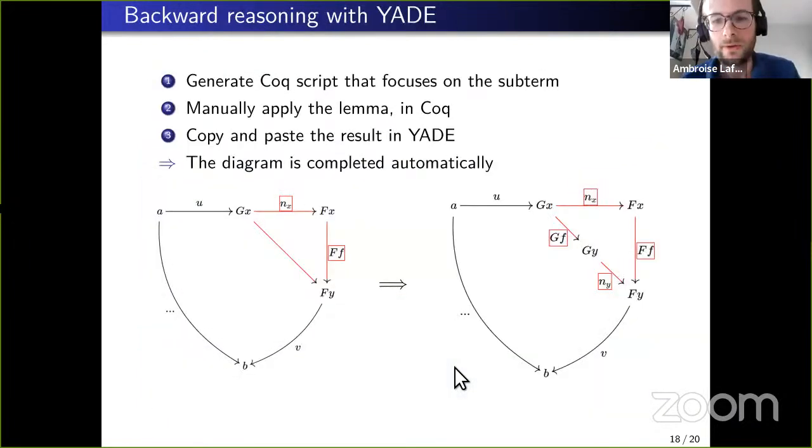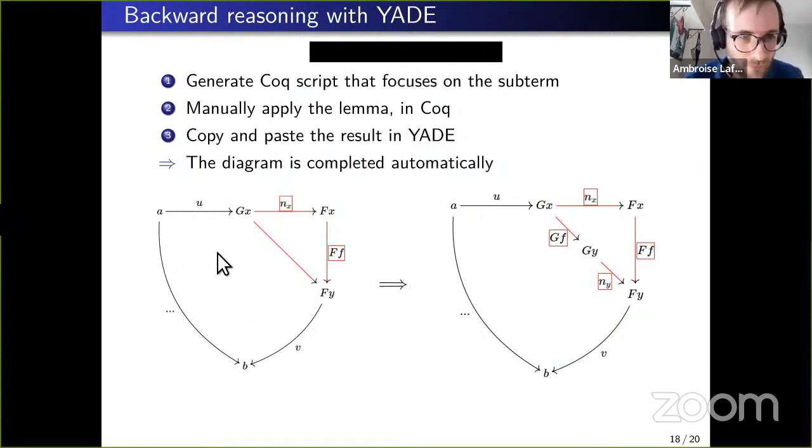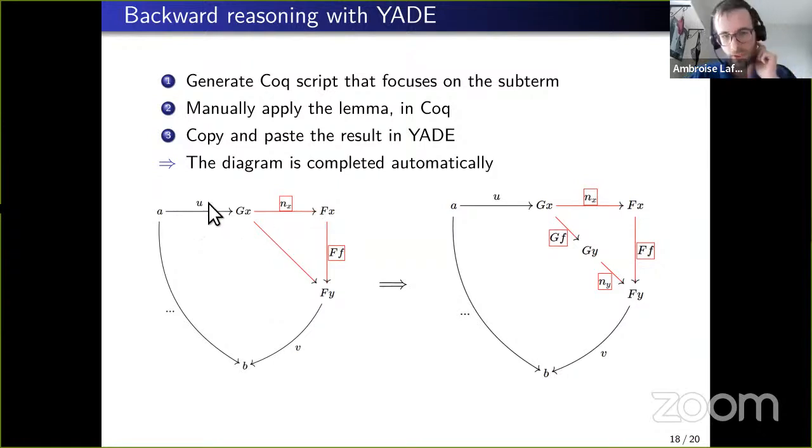So concretely in YAD, let's take this example. On the left-hand side, you want to work on the top right branch, and you want to rewrite using naturality these 2 morphisms nx and Ff. So what you would do is create an empty arrow between Gx and Fy. You select the subdiagram here, and then you ask the editor to generate a Coq script that will essentially just focus on these 2 morphisms in the goal. Then you manually apply the lemma in Coq, and then you copy and paste the result in the editor, and it will automatically replace the empty arrow with the expected right-hand side.